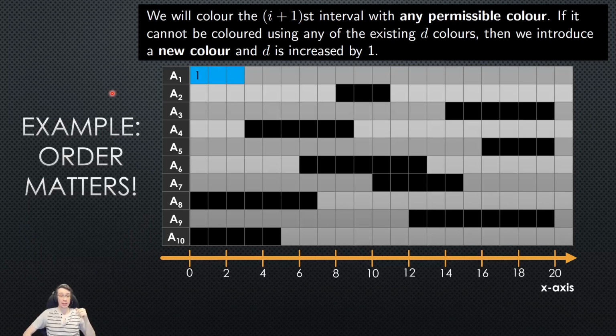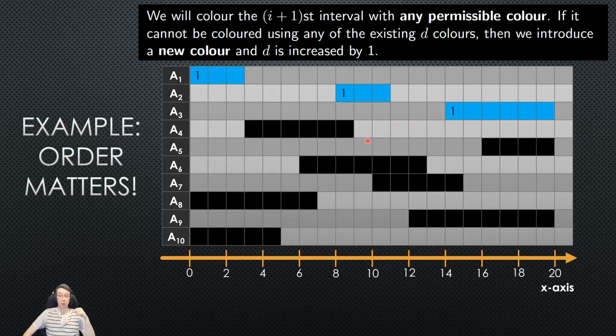Well, A1 here is going to get colored with the first color. So there are no colors at first, so we'll increment D from 0 to 1, creating a color. I'm going to draw color number 1 as this nice blue. And the second interval here we're going to color with the first color that we can apply to it, the first permissible color out of the existing ones. Or if there's no permissible color, we'll introduce a new color. So, well, this doesn't overlap any of the previous intervals that we've colored, so we can use the first color. And that happens to be true for the third interval here as well.